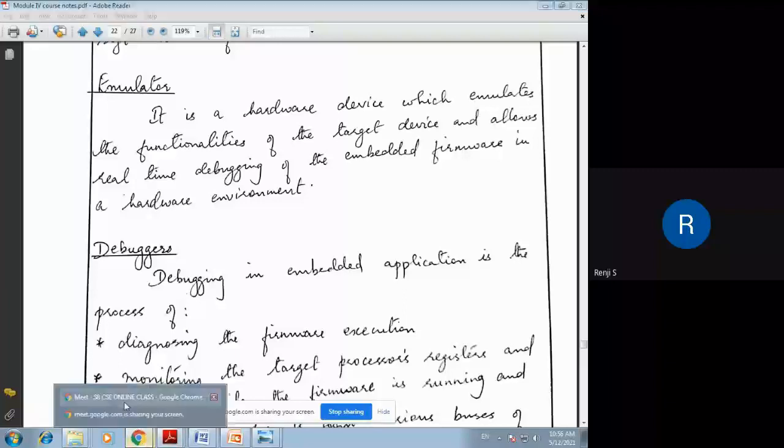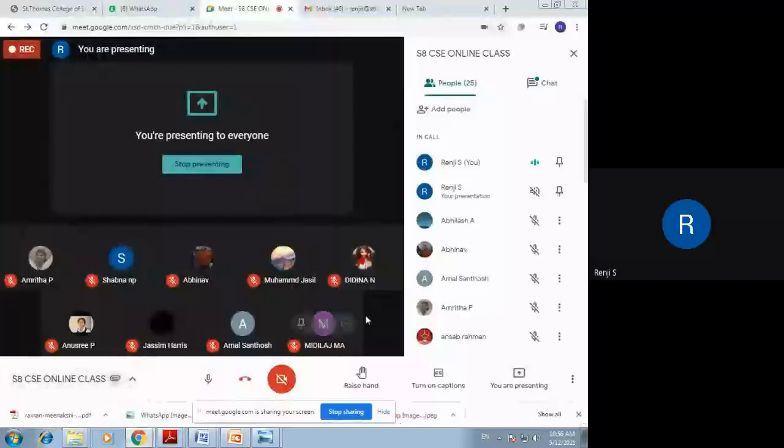So can anyone say what are the main two differences between an emulator and a simulator? The two main differences which I had said now between a simulator and an emulator. Anyone?